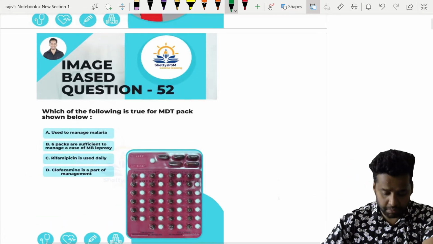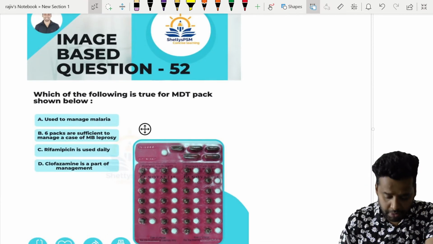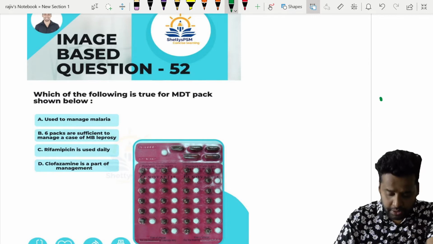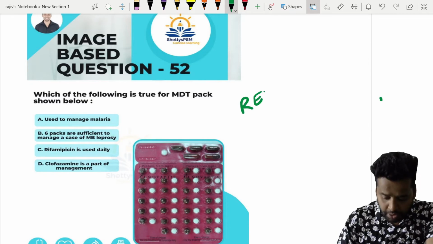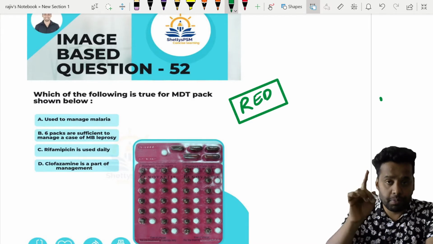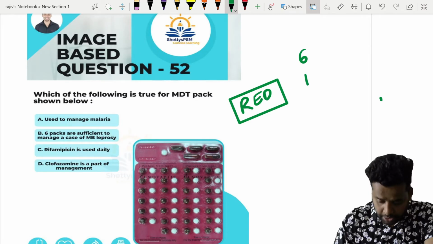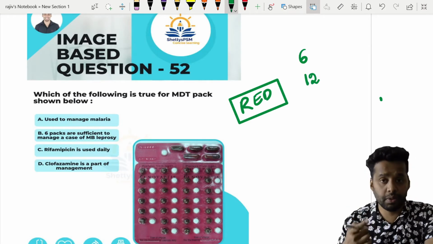So which of the following is true for the MDT pack shown below? It is the leprosy treatment pack that is shown for you. It is the red color pack that we are using in both paucibacillary and multibacillary leprosy. Paucibacillary leprosy, 6 months of treatment; multibacillary leprosy, 12 months of treatment. This is the newer update.